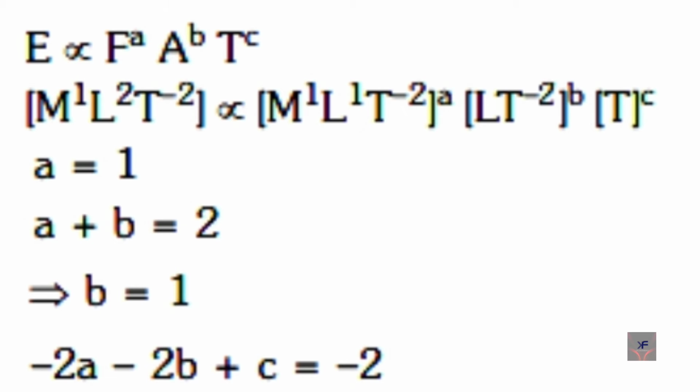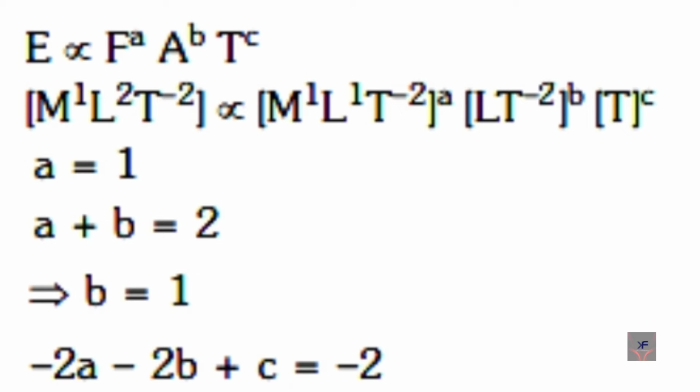Here we go. Energy symbol is E. So E is proportional to F to the power a, A to the power b, and T to the power c. Now write the dimension for E, F, A, T as shown. In F to the power a, take the dimensional power of all the M on the right-hand side. So a is equal to 1.